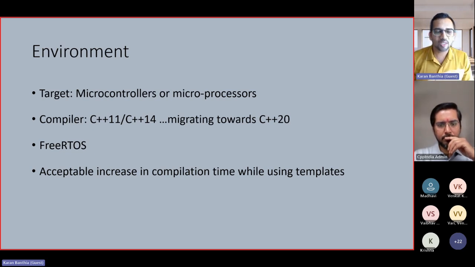Compilers: usually embedded systems run today at C++11 or 14. Some will have C++17, but C++20 is the way to go ahead. There is no reason not to jump directly from 11 to 20, instead of going from 11, 14, 17, and then 20. Probably start with 20. We'll see why.